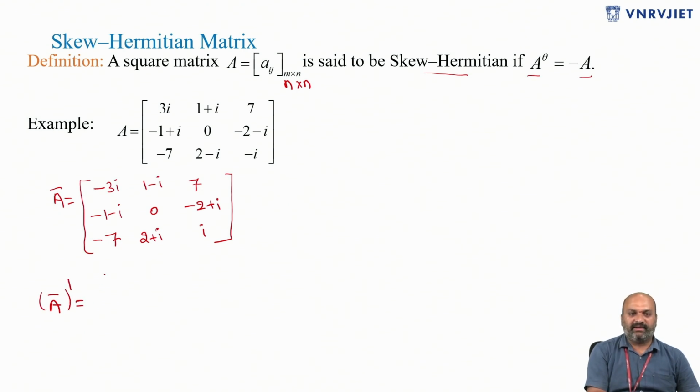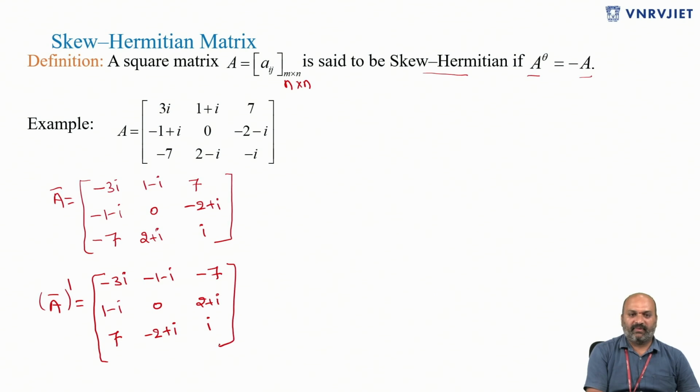Transposed conjugate means we interchange rows and columns. First row as first column: minus 3I, minus 1 minus I, and minus 7. First column as first row, second column as second row: that is 1 minus I, 0, and 2 plus I. Third column as third row: it is 7, minus 2 plus I, and I.